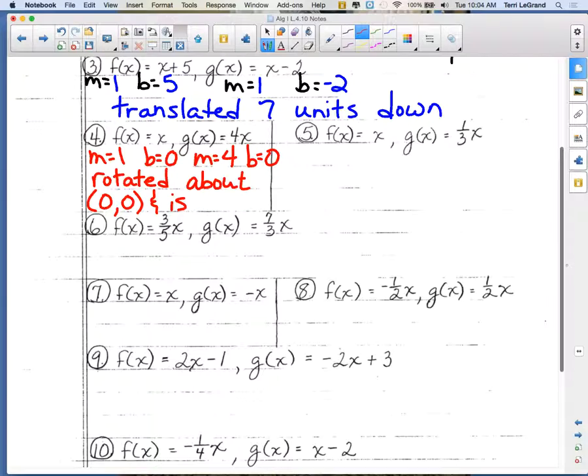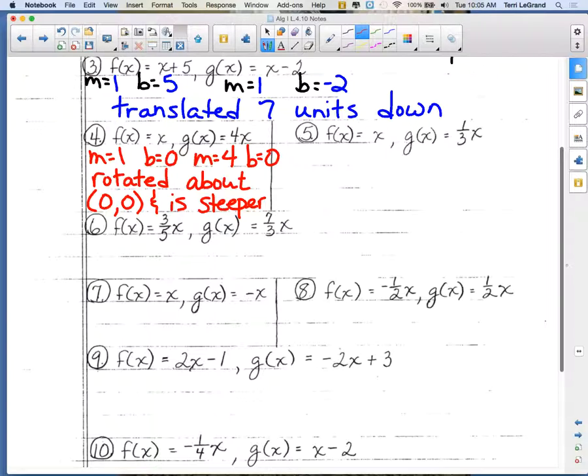This line is going to have this same fixed point, but did it get steeper or less steep? What's the absolute value of 1? 1. What's the absolute value of 4? Which one's larger? So did it get steeper? Yes, it got steeper. It went from 1 to 4. So when we describe a rotation, we have to talk about what point stayed fixed, and whether the new line is steeper or less steep than the first line.